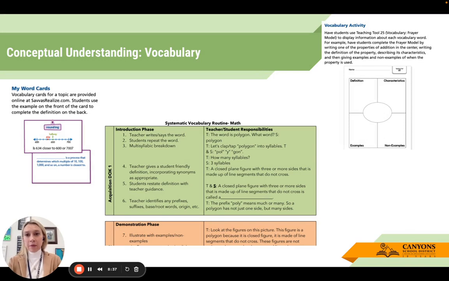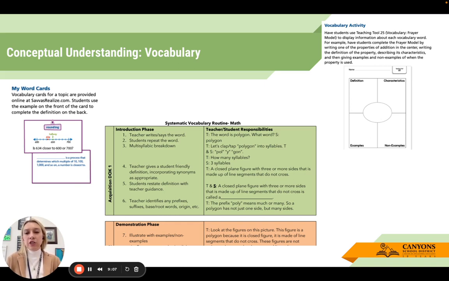Next is the vocabulary. So we have the systematic vocabulary routine in math that's found in your curriculum map. I just did a quick screenshot of it for a small piece that you can use. Also within Envision, you have the vocabulary cards that you can use in your instruction. That's on the left with the My Word cards. And on the right is the vocabulary activity. So at the beginning of each topic, there's a vocabulary activity that you can use with your students or adapt to make it a little bit more meaningful if you feel like you need to do that as well.